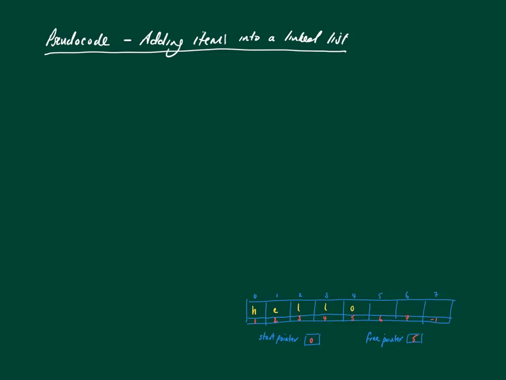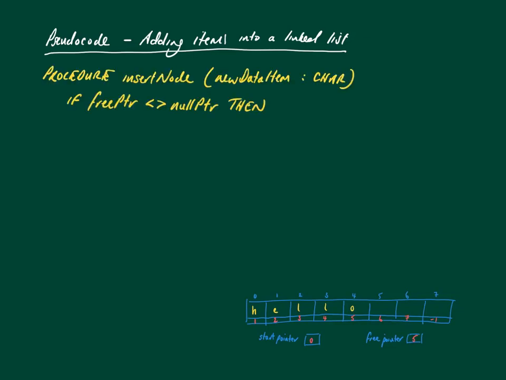video. What we're going to do is make use of the free nodes linked list to introduce a new item into the linked list, and then we're going to change the pointers so that it fits in the correct location in the linked list. So let's start our code. InsertNode takes in a new data item, which is just a character that we're going to add to the linked list. For example, it could be X or something.